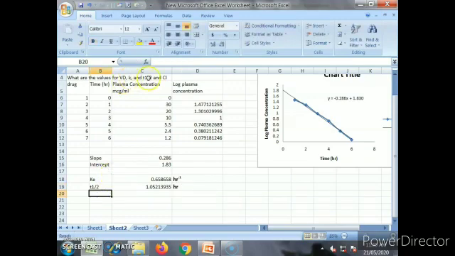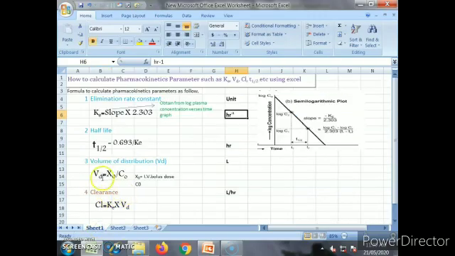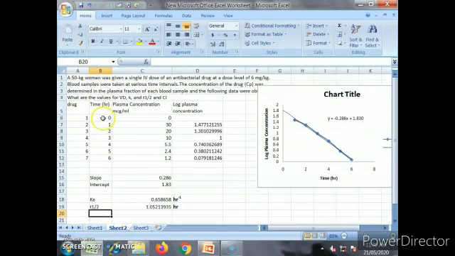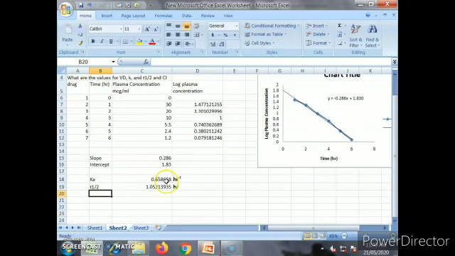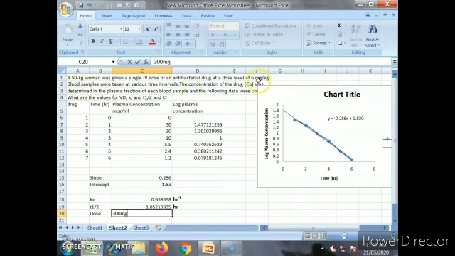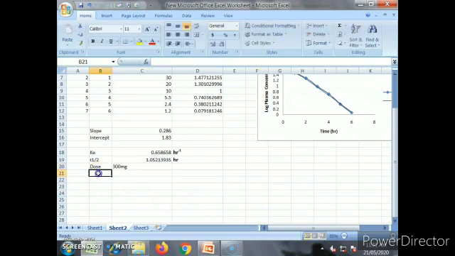Next we will remove the Vd. Before going to remove the Vd, you have seen the Vd formula: Vd is equal to X0 divided by C0. Now X0 is the IV bolus dose. In this problem, the 50 kg woman has been given 6 milligram per kg. So first we will remove the dose. The dose which is given is 300 milligram, that is 50 multiplied by 6, which gives 300 milligram.